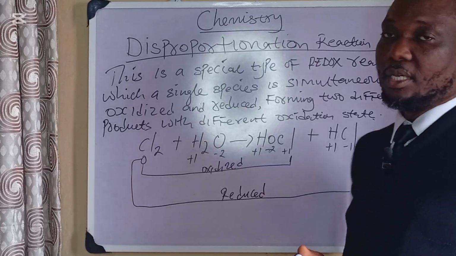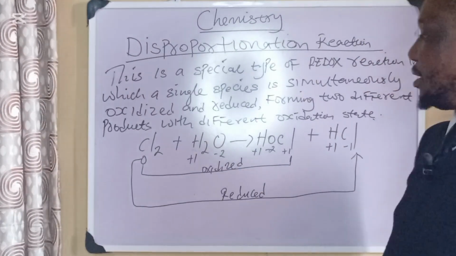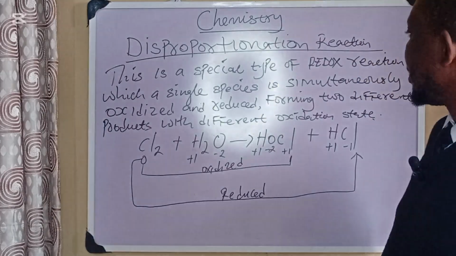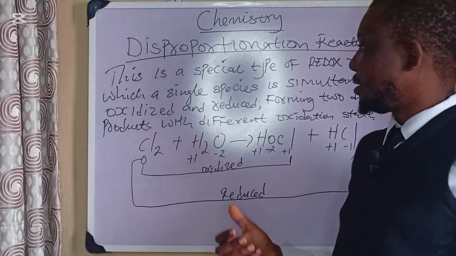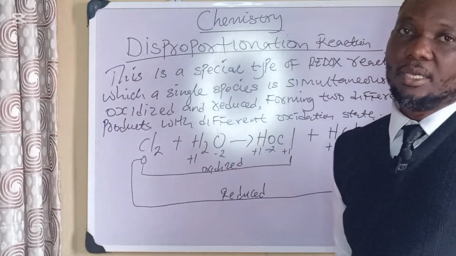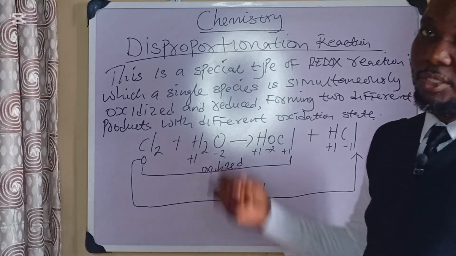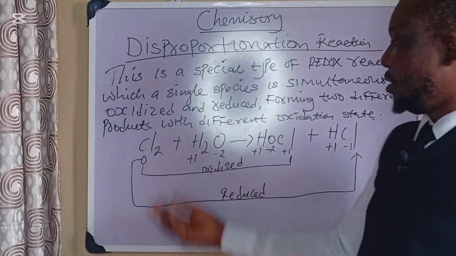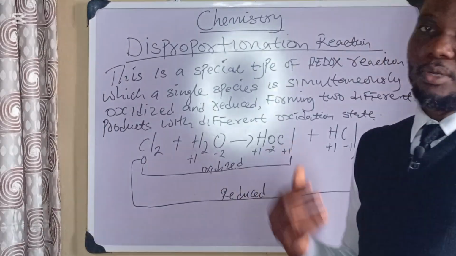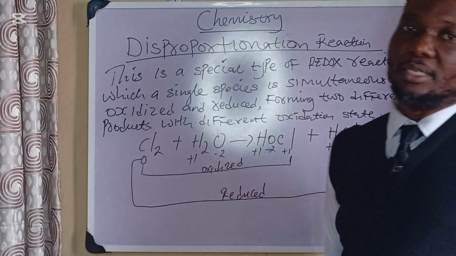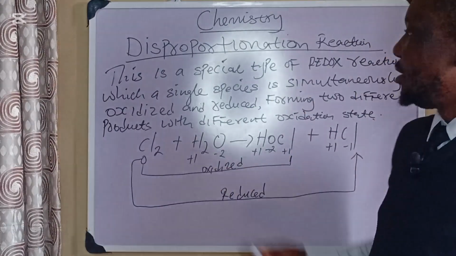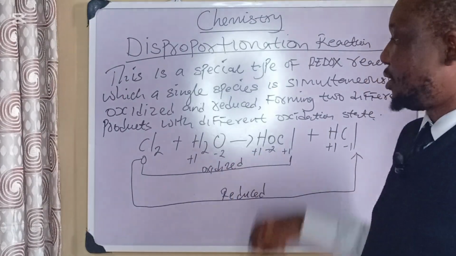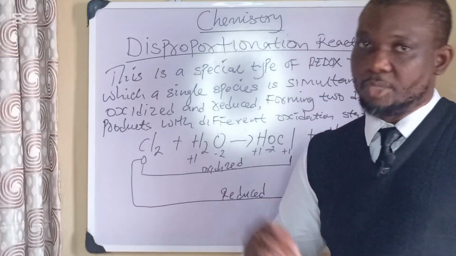So in a type of redox reaction like this, if a single species behaves as both an oxidized and a reduced species, when the reaction happens simultaneously like this, and one particular single species is oxidized and at the same time reduced in the reaction, that reaction is said to be disproportionation. And in this reaction, chlorine undergoes disproportionation.